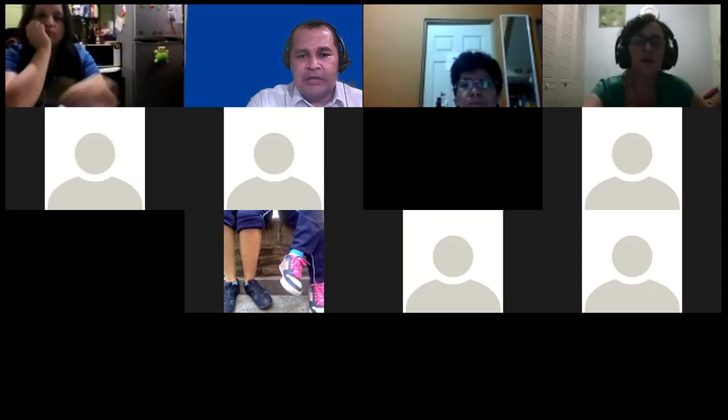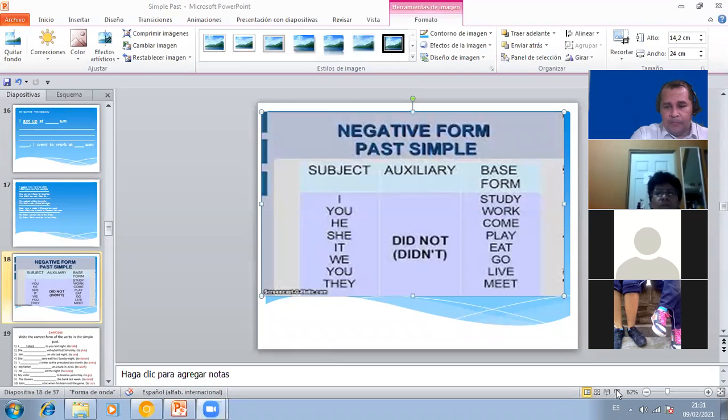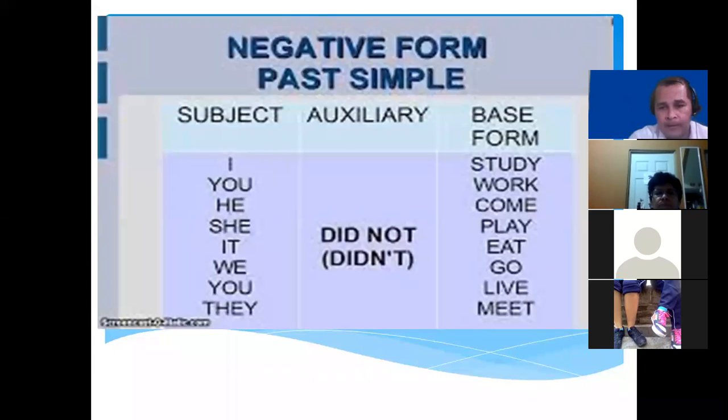So this structure in the negative is very, very simple, everybody. We have the auxiliary didn't and the verb in the base form. For example, I say, I went to the supermarket yesterday. This is an affirmative. The negative is I didn't go to the supermarket.